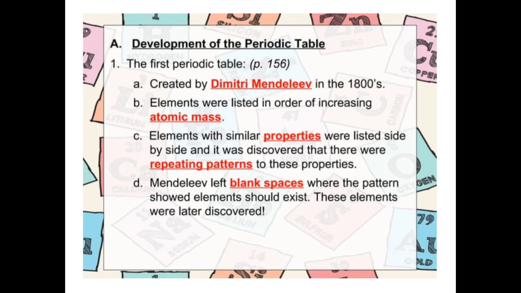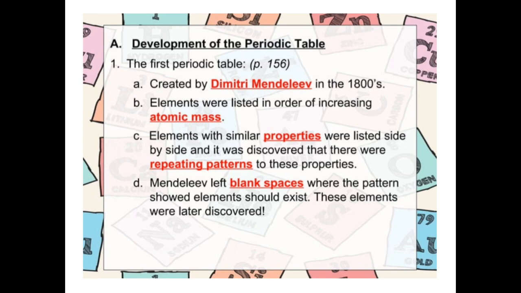Elements with similar properties were listed side by side, and it was discovered that there were repeating patterns to these properties. The repeating pattern of properties of elements is called periodicity. So there are repeating patterns in this, and elements are arranged based on that.